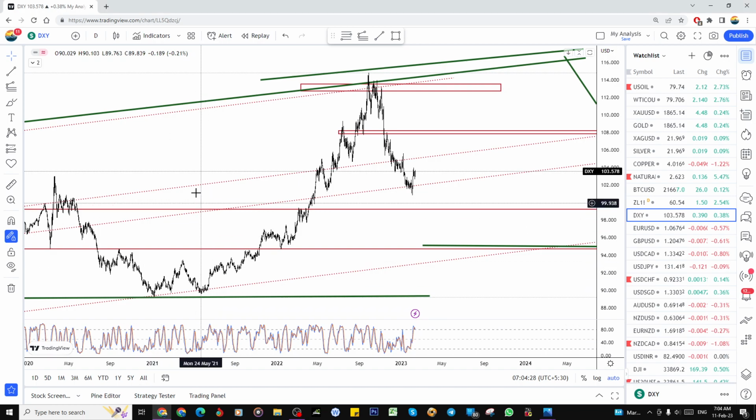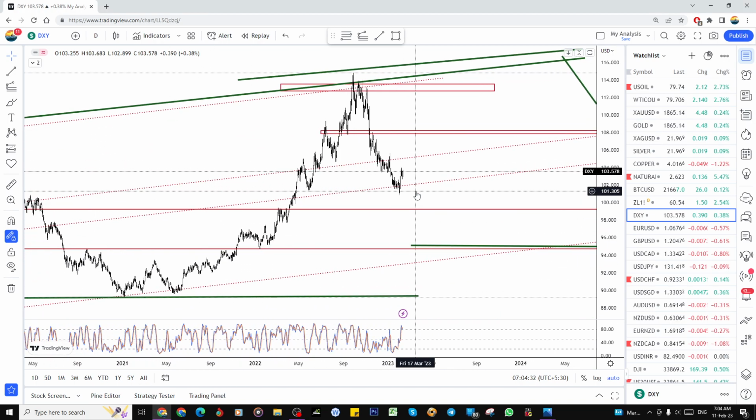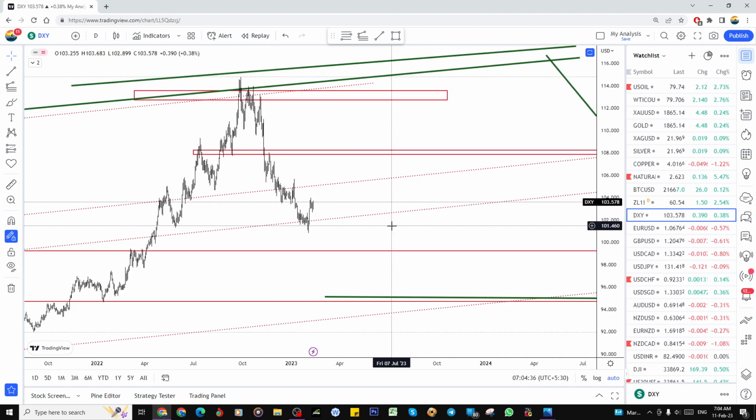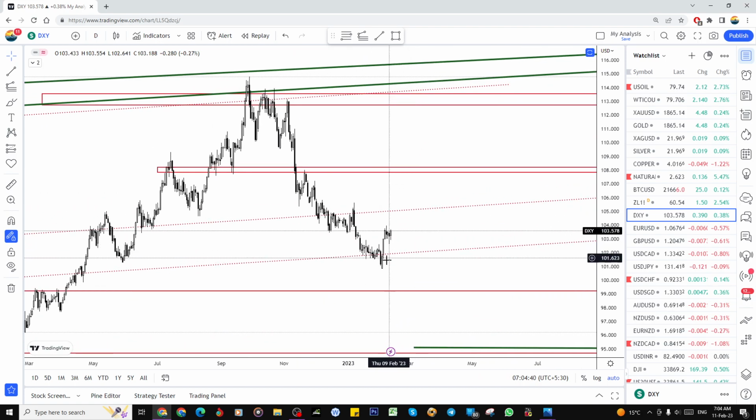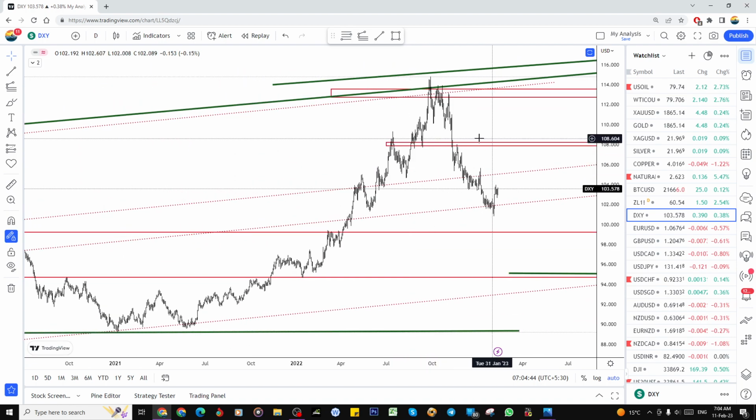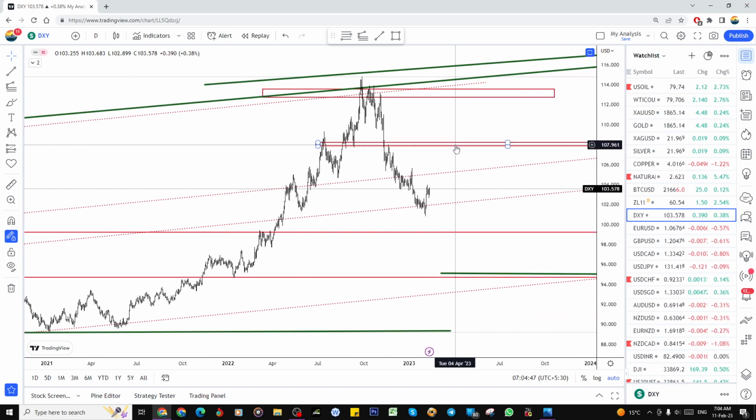So DXY, as per my expectation, what we discussed about 15 days before, a week before, I'm expecting a bounce from here. This could reach up to 108. I'm expecting the bounce. So that is my target as of now.